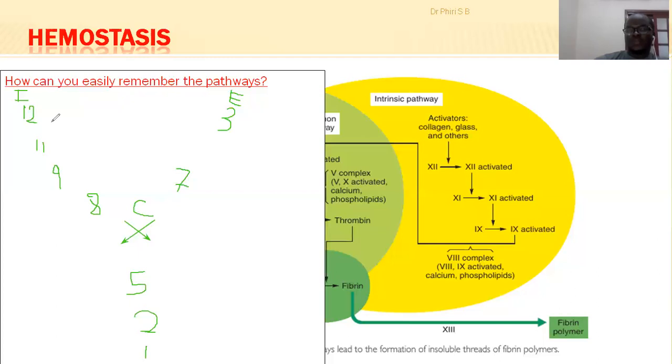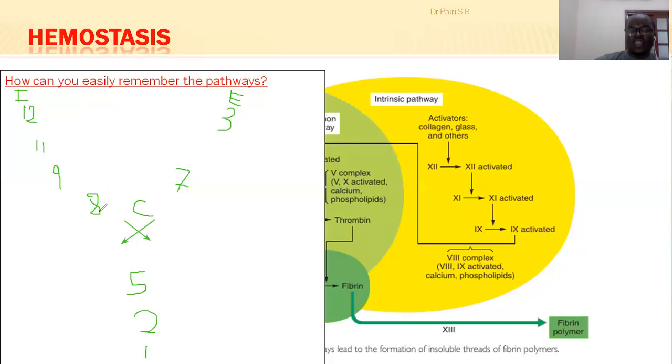So you know to say that the intrinsic pathway, once it's exposed to collagen or glass, it will be activated. The activated factor 12 will go and activate factor 11. The activated factor 11 will activate factor 9. The activated factor 9 will go and activate factor 8. And then the factor 8 complex. This is where you need the activated factor 8, factor 9, and calcium and phospholipids.